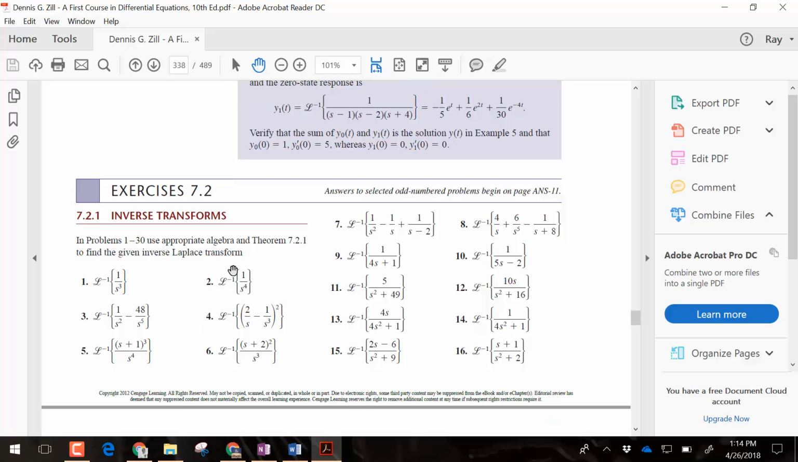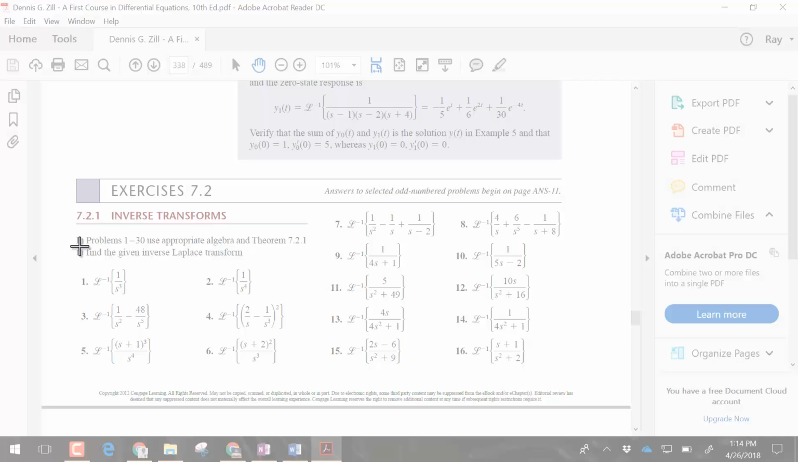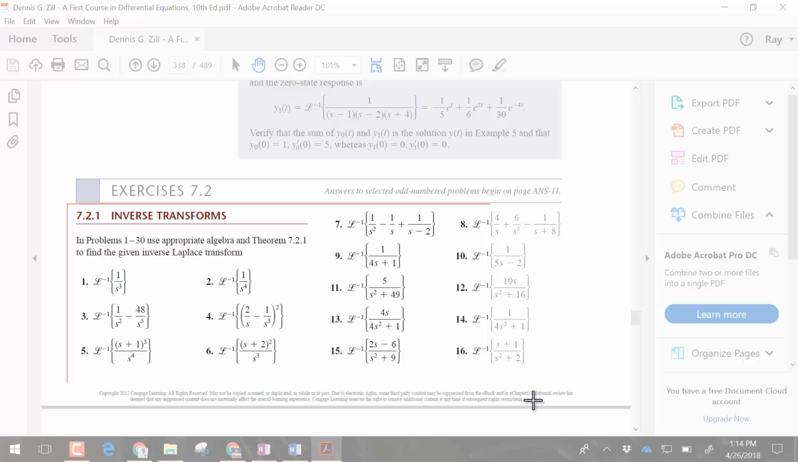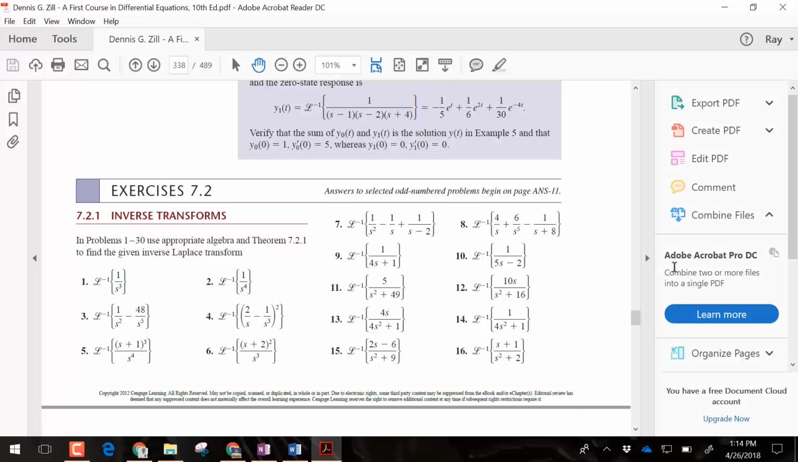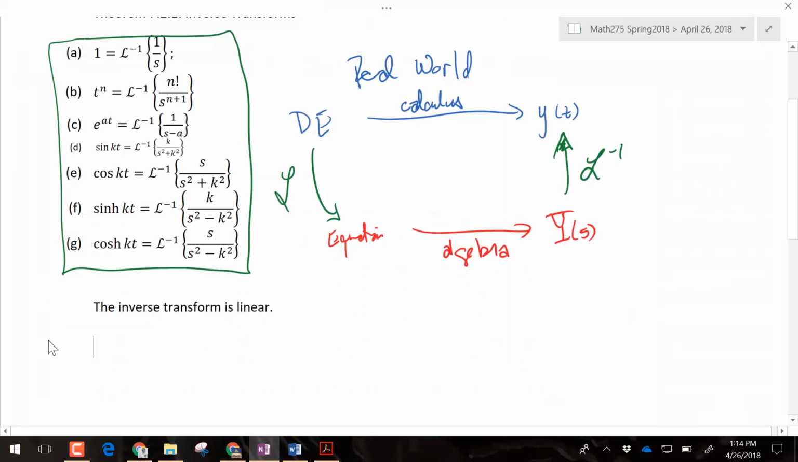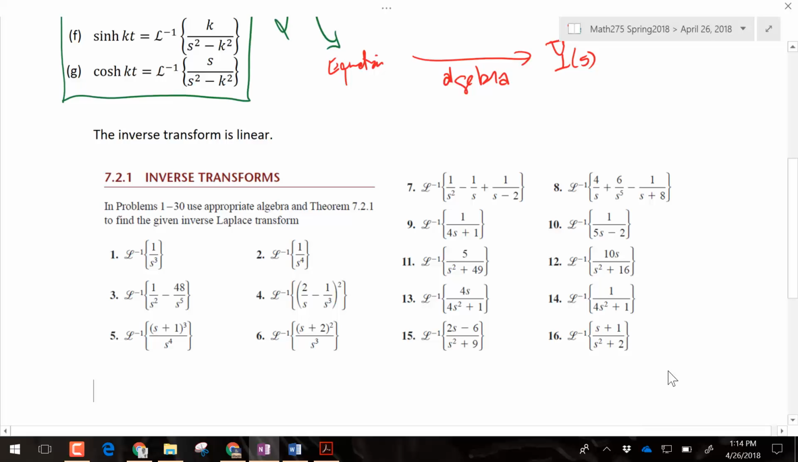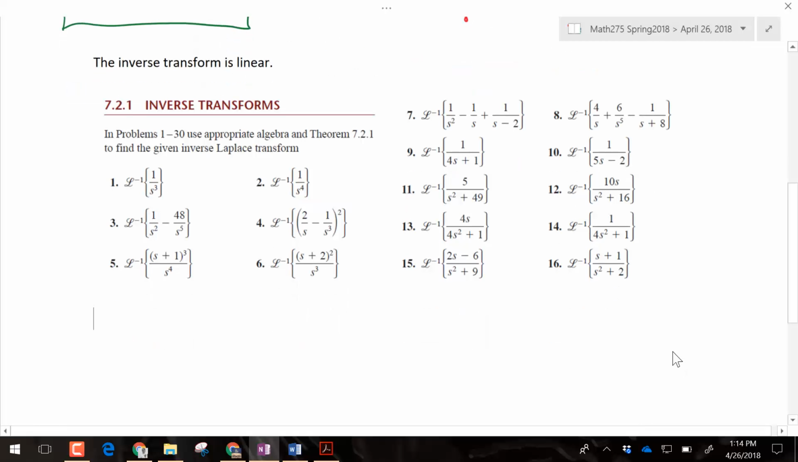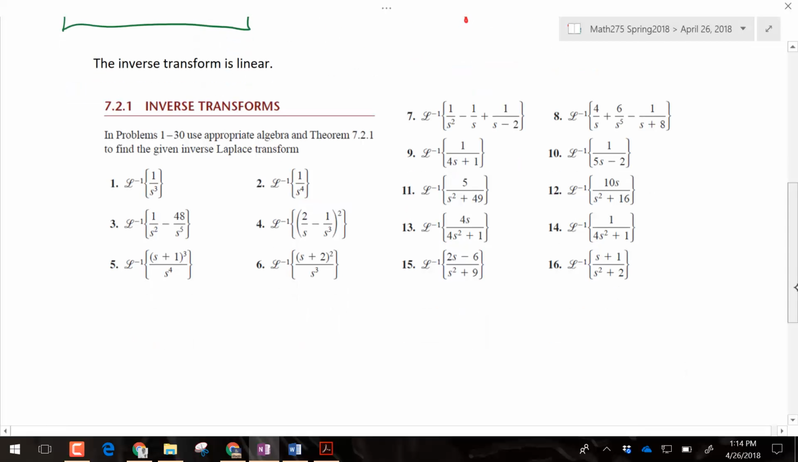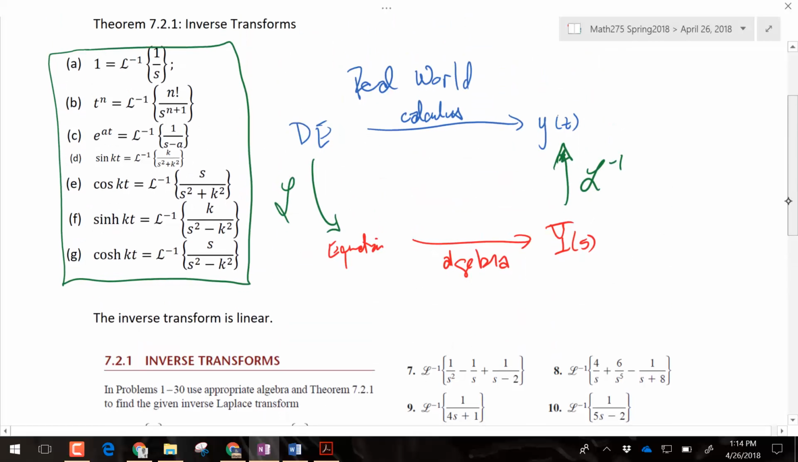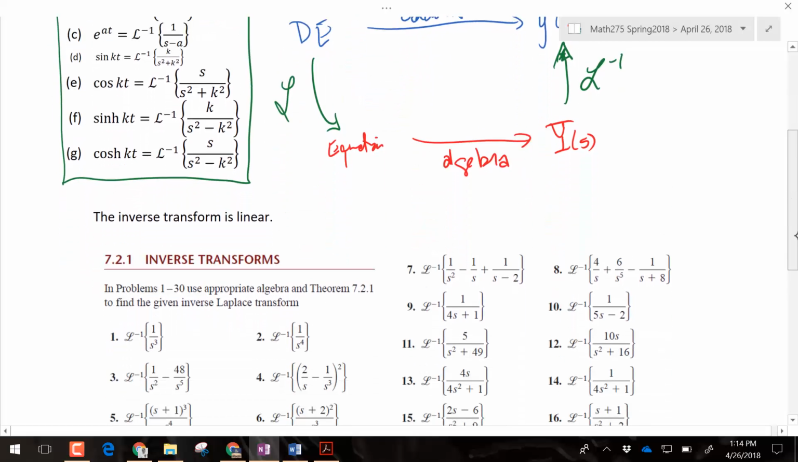So let's do a few of these problems to get us practicing our inverse Laplace. Let's copy the whole thing over here and then see what we can do. And do you guys have the table memorized already? No? Okay.